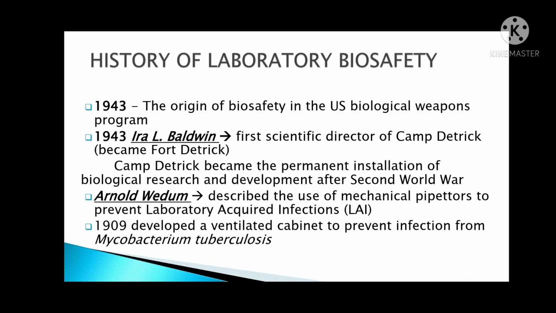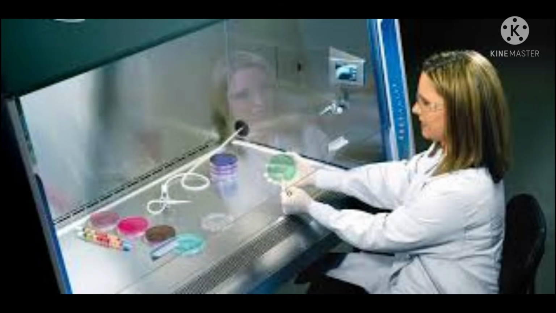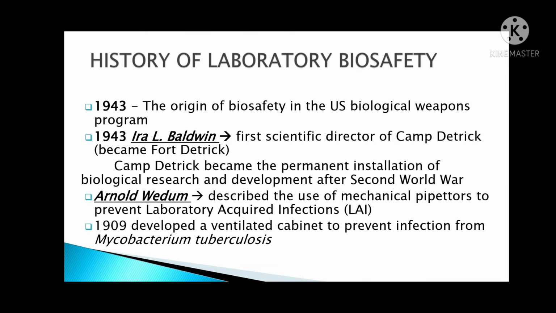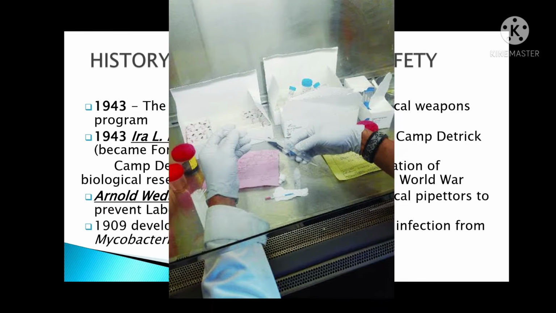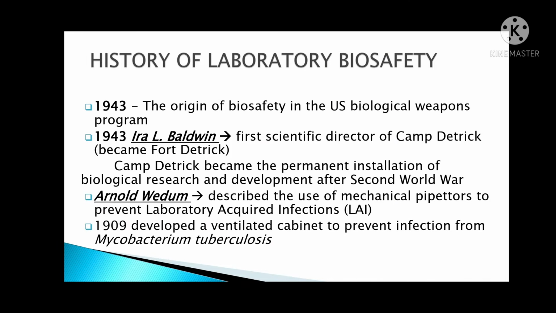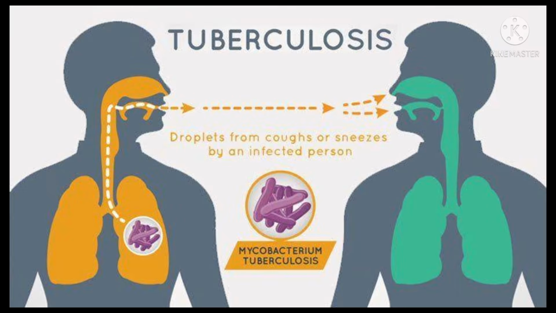Ventilated cabinets, early progenitors to the nearly ubiquitous engineered control now known as the biological safety cabinet, were also first documented outside the United States Biological Weapons Program. Also, in the year 1909, a pharmaceutical company in Pennsylvania developed a ventilated cabinet to prevent infection from Mycobacterium tuberculosis. This is the causative agent for what disease? What do you think? It's tuberculosis.